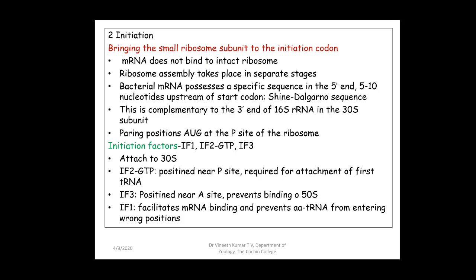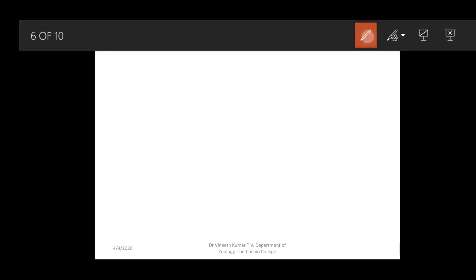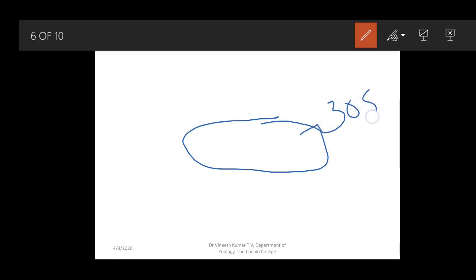Now, when the mRNA is looped into the smaller subunit, it should be made sure that the initiator codon, which is AUG, is placed at the region where the initiator tRNA will arrive. We'll see how this occurs. You have only the smaller subunit; the larger subunit joins at the end of the initiation process. So during the initiation of translation, the smaller subunit, which is the 30S subunit of the prokaryotic ribosome, first has the mRNA looped into it.